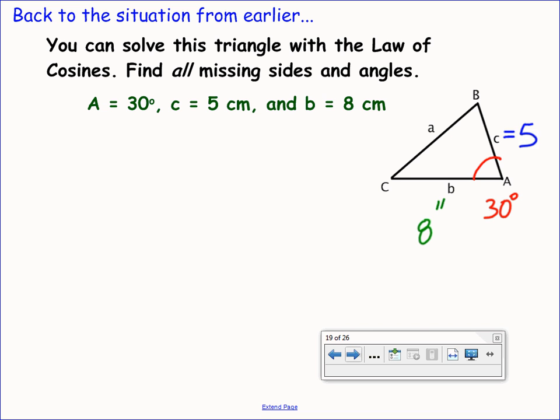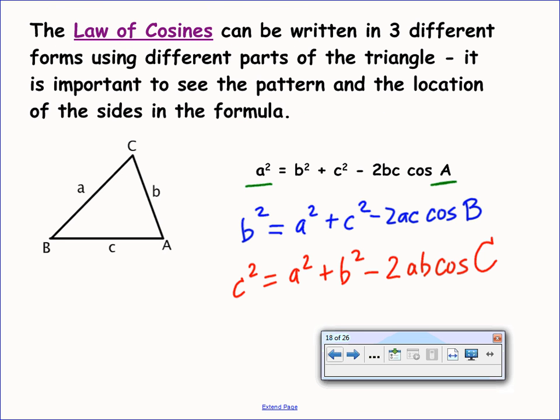I know angle A, right? If I know angle A, then I'm going to use the law of cosines that includes angle A. Only one of them included that. That was my first one. So I'm going to use this one because I know angle A, and this tells me information about the side length that's opposite it. Let's go ahead and see what we can do here then.